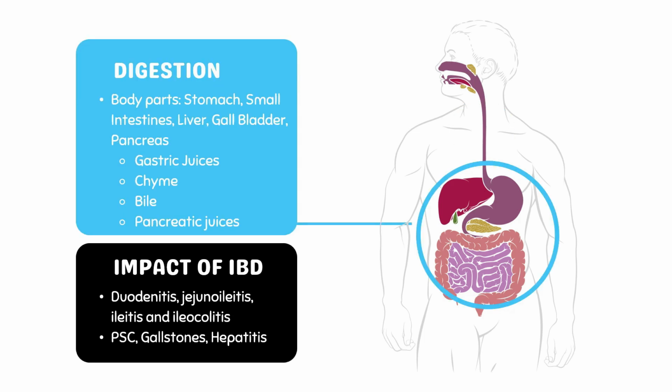Step 3 of digestion is digestion itself, and the body parts involved are the stomach, small intestines, the liver, gallbladder, and pancreas. Now, the stomach is a J-shaped organ located between the esophagus and the first portion of the small intestine, known as the duodenum, and both mechanical and chemical digestion occur in the stomach.